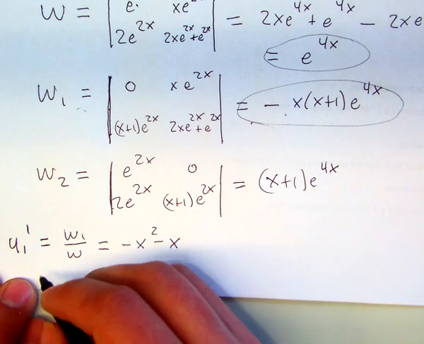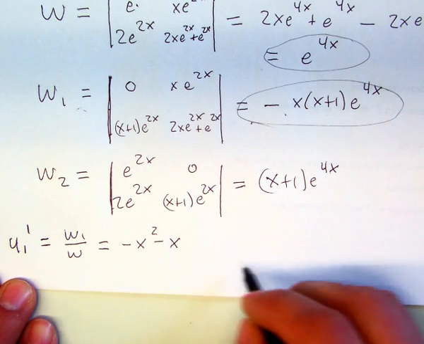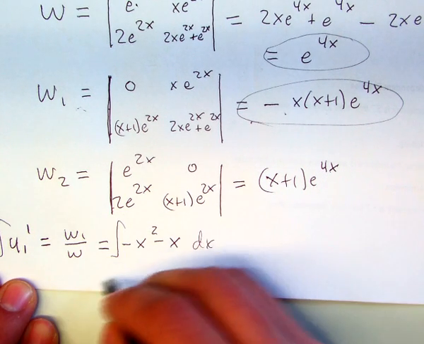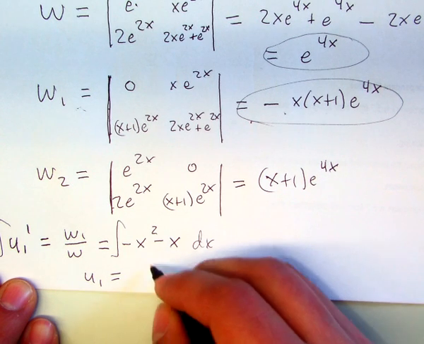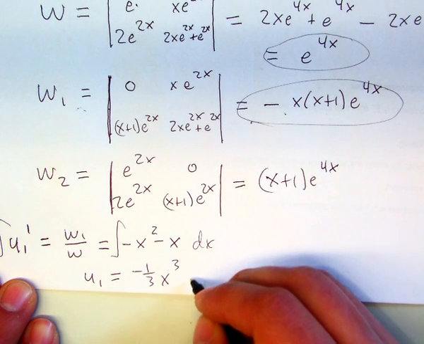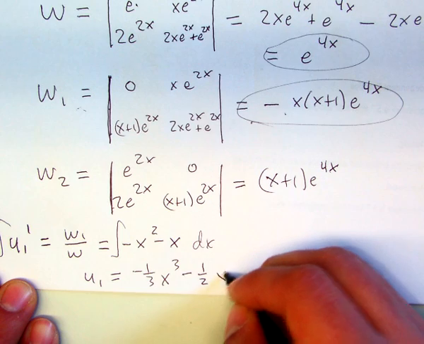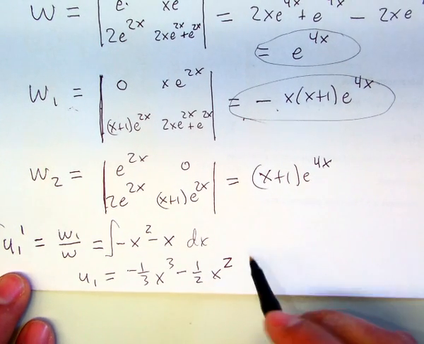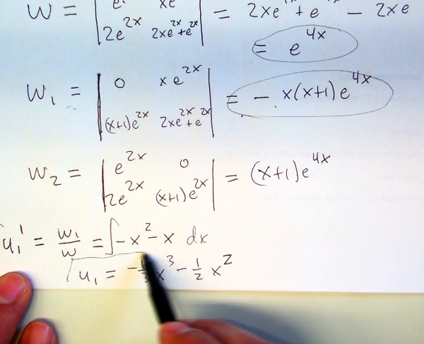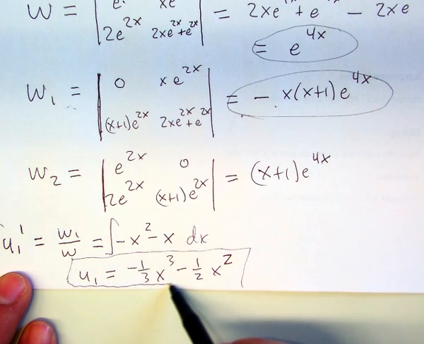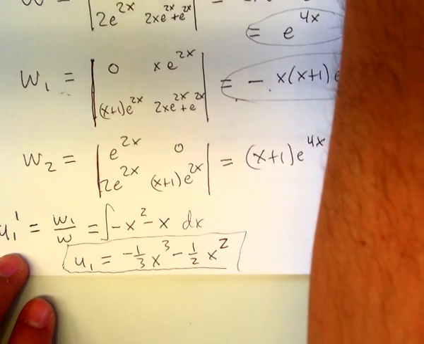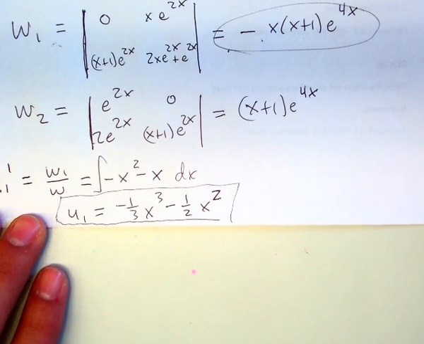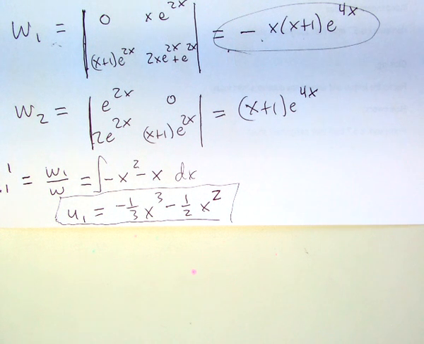So then U1, if I integrate, U1 is going to be minus 1/3 x cubed minus 1/2 x squared. Okay, we are not going to use any constants here. Since we already have other constants in the equation, we have no need for them here. All we care about is this main function. And then we can repeat.